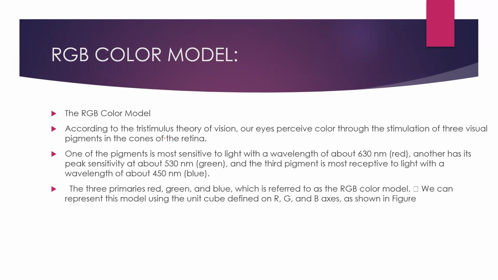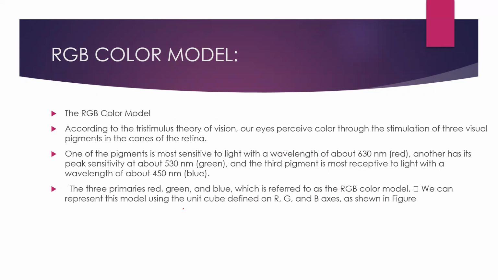According to the tristimulus theory of vision, our eyes perceive color through the stimulation of three visual pigments in the cones of the retina. One of the pigments is most sensitive to light with a wavelength of about 630 nanometers, that is red. Another has its peak sensitivity at about 530 nanometers, that is green. And the third pigment is most receptive to light with a wavelength of about 450 nanometers, that is blue. These three primaries, red, green, and blue, are referred to as the RGB color model.